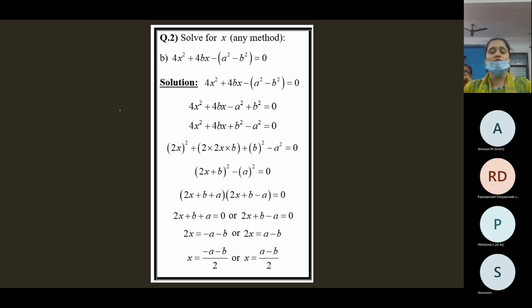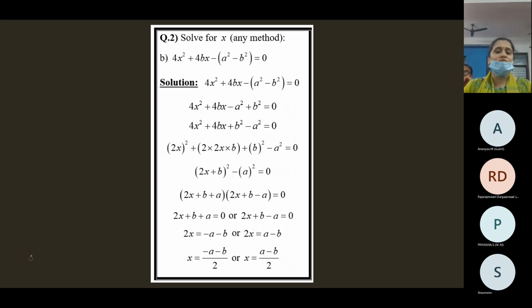I told you this is the factorization method. You can also split the middle term. For that, this one will be a plus b into a minus b, and you'll have to fix the signs accordingly and split this middle term. You must get the sum as plus 4b.